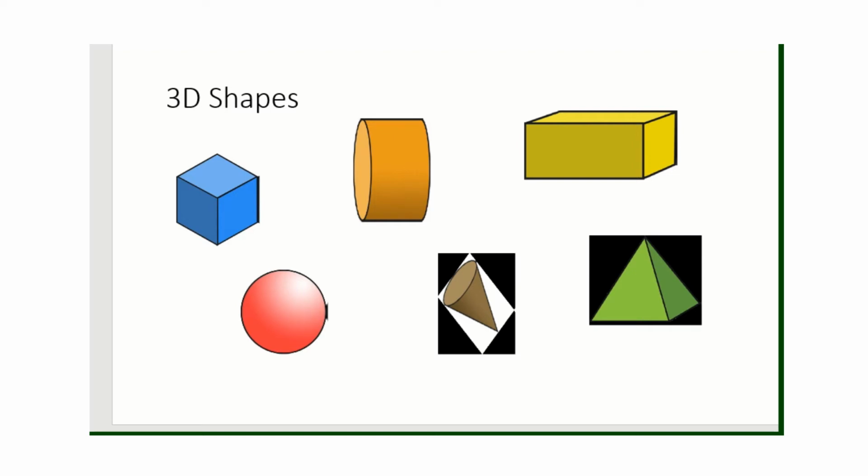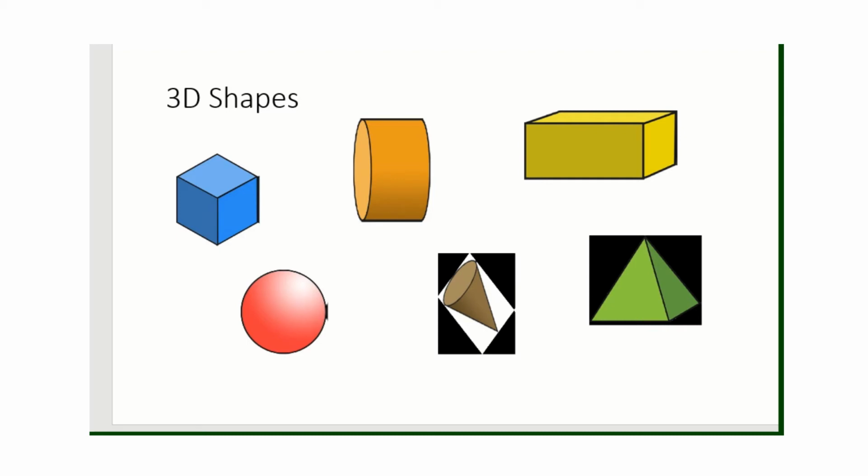For example, the cube has square faces, look, all the same. But the cuboid, look, you can see, has square faces and rectangular faces. The cylinder in the middle has curved circular faces, as does the cone, which has a curved circular face at the bottom. Now the pyramid has triangular faces, but the bottom is made up of a square. That's why it's called a square-based pyramid.